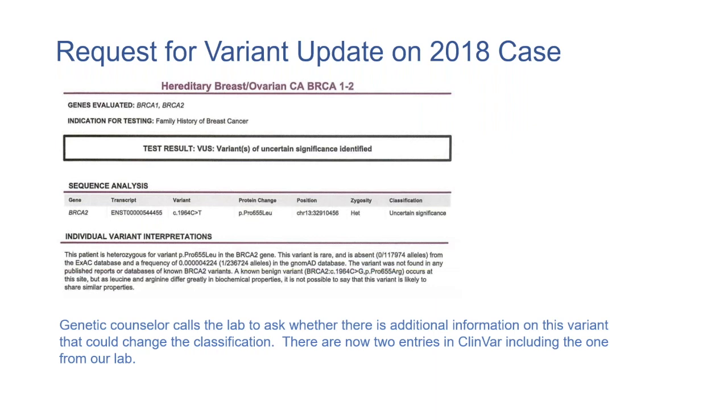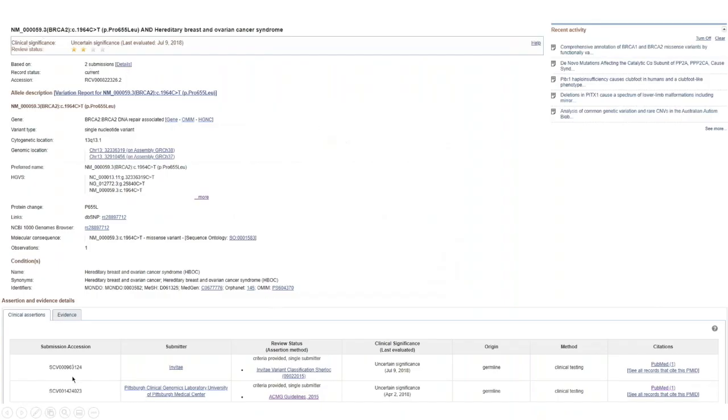I mentioned the other way we get is when someone gives us a request for an update on a case, and this was just an example of that, where we had a reported BRCA2 variant that was a variant of uncertain significance. It was this proline 655 leucine, and a genetic counselor calls the lab to ask whether there's additional information on this variant that could change the classification because the patient was coming into clinic. Right now there were two entries in ClinVar, including one from our lab. So if we go to ClinVar and look up this variant, we see that there's two labs down below, and there's our laboratory, and we both have reported these as uncertain significance.